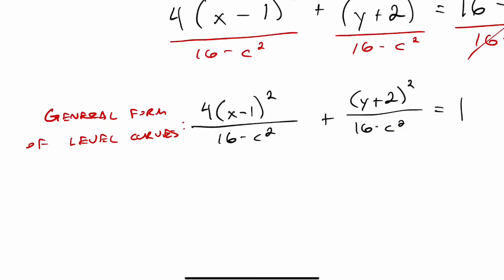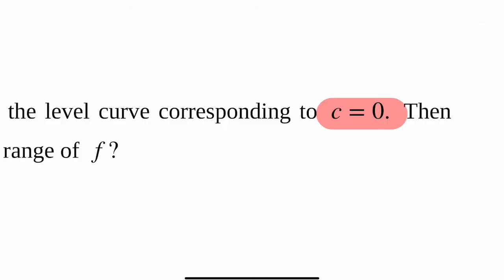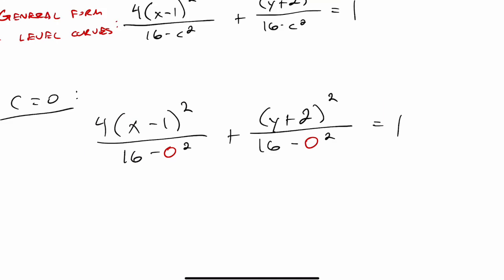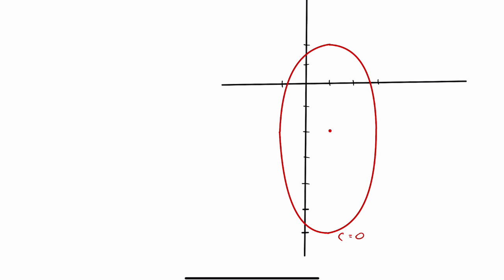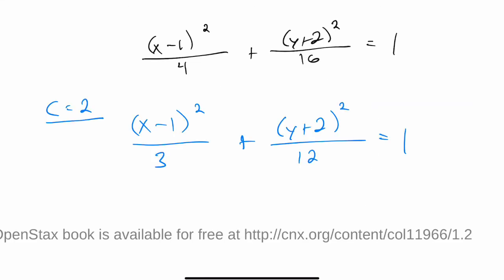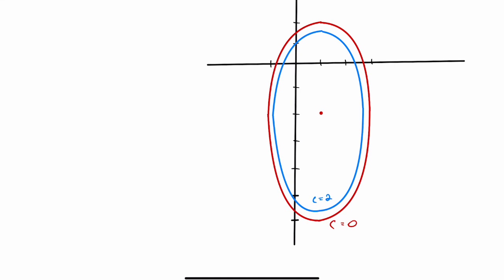That would give us this equation, which is going to be the general formula for our level curves in this problem. We're asked specifically to find the level curve corresponding to c equals 0. So then just plug c equals 0 into that general formula. Once simplified, this gives us the equation of an ellipse centered at 1, negative 2. That would give us a level curve that looks something like this. If we want to find the level curve for c equals 2, just plug 2 into that formula, and you'd get this equation. And the level curve for that might look something like the blue ellipse.